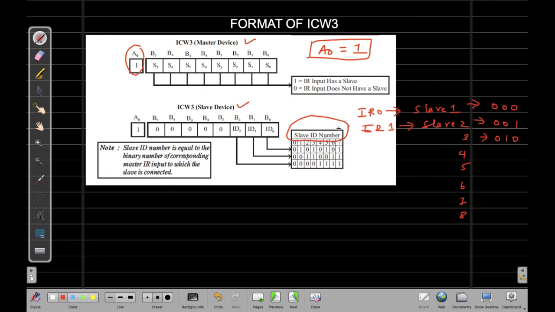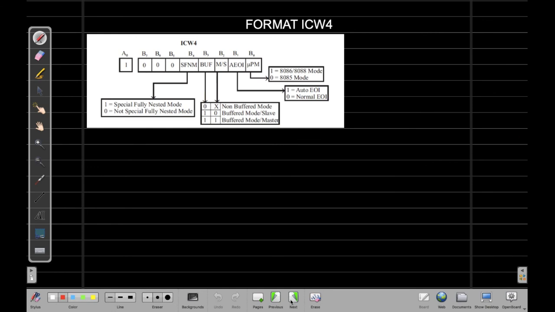This slave ID number will be part of the ICW3 format. The first 3 bits B0, B1, B2 will be carrying the slave ID number. Then bits B3, B4, B5, B6 and B7 remain vacant. And when we are communicating ICW3, A0 should be set as 1. Next, moving on to the format of ICW4. ICW4 is again an optional control word which can be sent by the 8085. The necessity of ICW4 can be set when we transfer ICW1.